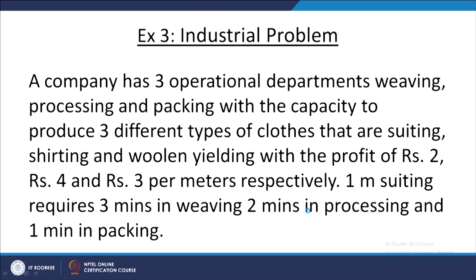The third problem is about an industrial problem. It says that a company has 3 operational departments. These departments are called weaving, processing and packaging, with the capacity to produce 3 different types of clothes, which are called suiting, shirting and woolen, yielding a profit of rupees 2, rupees 4 and rupees 3 per meter respectively. 1 meter of suiting requires 3 minutes in weaving, 2 minutes in processing and 1 minute in packing.